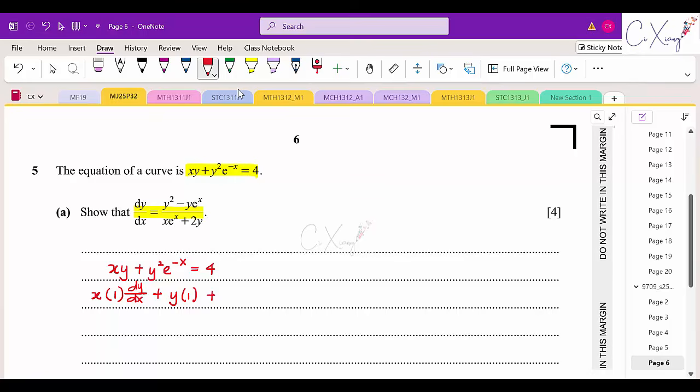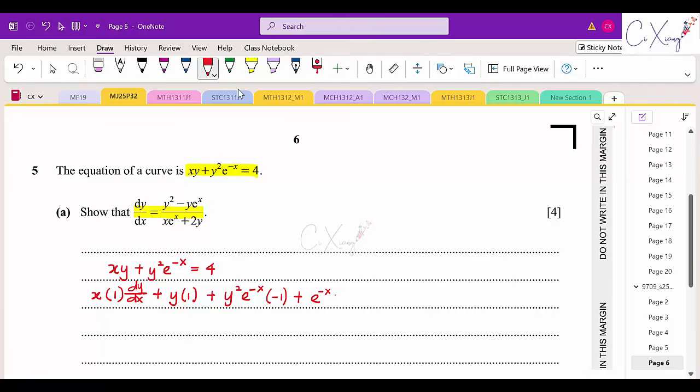Same thing happens for the second term here, y squared e power negative x. Copy the first bracket, differentiate the second. I will have the original expression e power negative x, then multiply with the differentiation of the power, which is negative 1. Then plus. So just now you copy the first, differentiate the second, right? And now you copy the second bracket, differentiate the first.